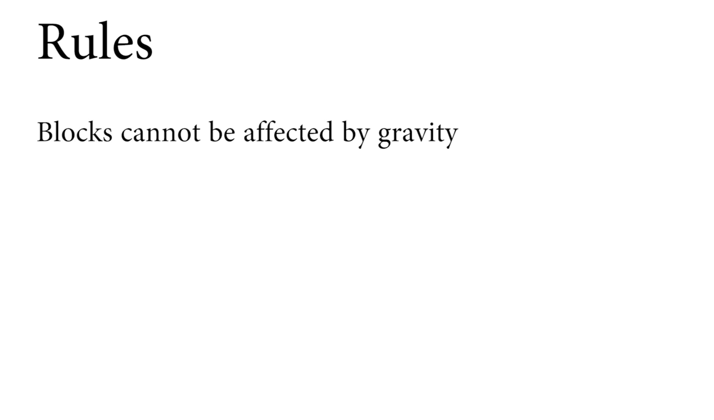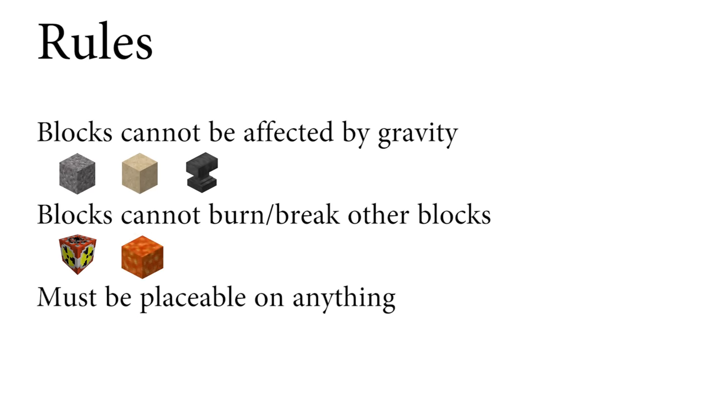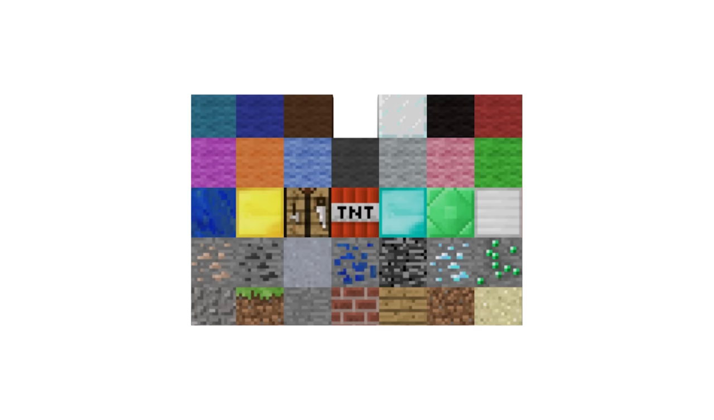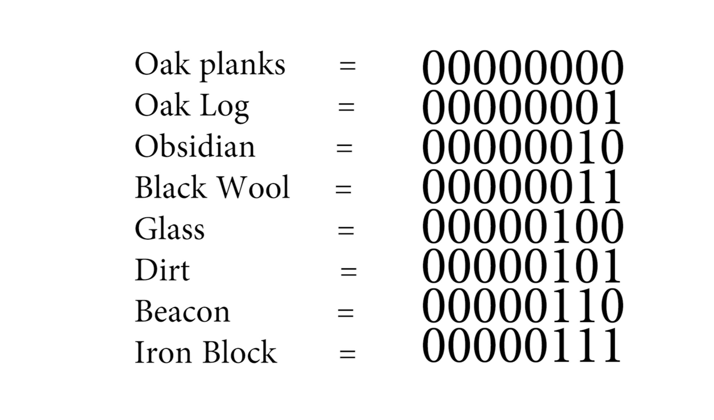But if we want our file to remain intact, we need the blocks we choose to abide by a few rules. The blocks cannot be affected by gravity, as this could lose us information. This, of course, rules out blocks such as gravel, sand, and anvils. The blocks cannot possibly burn or break other blocks. This rules out TNT and lava. The blocks need to be able to be placed on anything, which will rule out blocks such as torches. These rules eliminate quite a few blocks, but thankfully we still have more than enough. We then create a one-to-one and onto mapping between every possible byte and our chosen blocks.